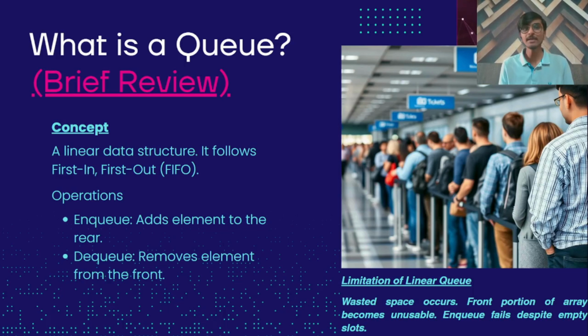Enqueue is to add an element at the rear part of the queue, and dequeue is to remove an element from the front part of the queue. However, a significant limitation of a traditional queue is wasted space. The front portion of the array can become unusable after several dequeue operations, and an enqueue operation can fail even if there is empty space in the array.